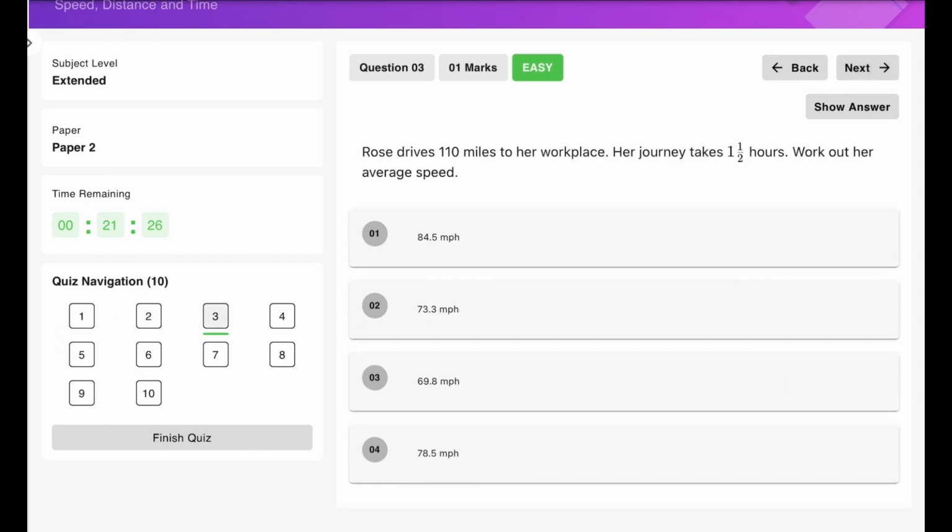Rose drives 110 miles to her workplace. Her journey takes 1.5 hours. Work out her average speed. And you can see that the speed is given in miles per hour. So we need to basically use our formula, which is speed is equal to distance divided by time. So distance here is 110. Time is 1.5. So I simply need to put 110 divided by 1.5, which is going to give me 73.3 miles per hour.